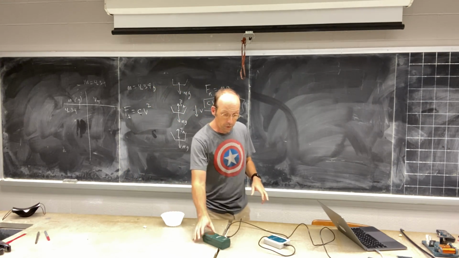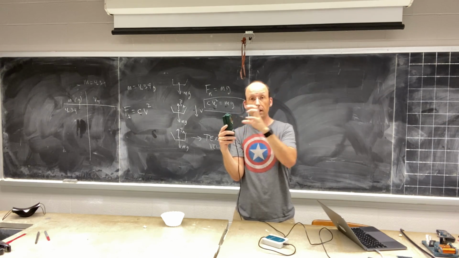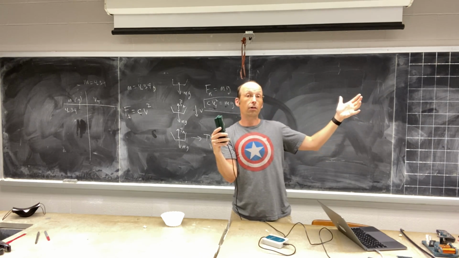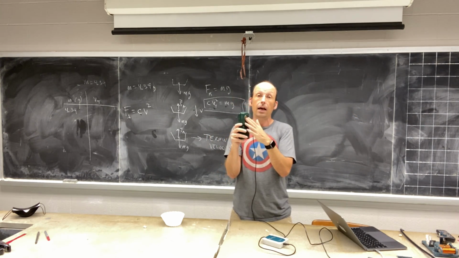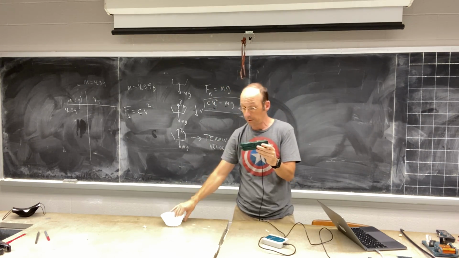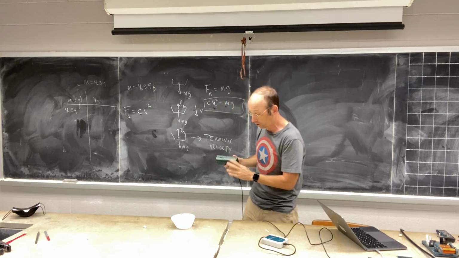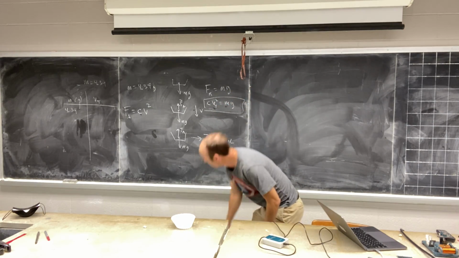Okay, so I'm going to use this. I think we've used this before in class. This is a motion detector, so it sends out a pulse of sound. That sound reflects off stuff and comes back, and it times how long it takes to do that. So in this case, I'm actually going to put this on the floor and drop the coffee filter on top of it so I can get the motion. Okay, let's get started.